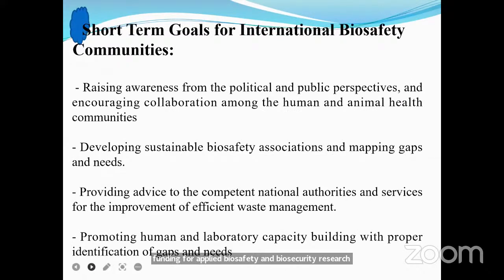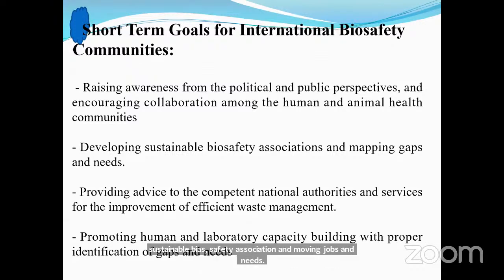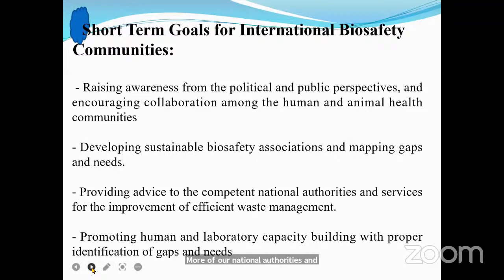Short-term goals: raising awareness from the political and public perspective, encouraging collaboration among the human and animal health community, developing a sustainable biosafety association, and mapping gaps and needs, providing advice to the competent national authorities and service for the improvement of efficient waste management, and that should be through disseminating knowledge of appropriate systems, tools, and technology for public and veterinary health environments.